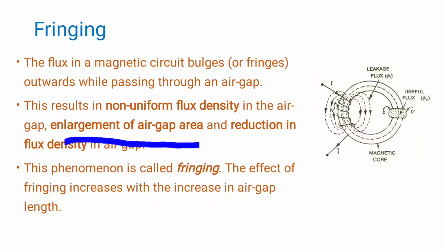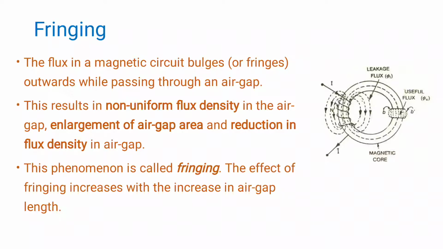So when the air gap area increases, the flux density produced in the useful flux, that is converted into useful form, will be reduced. So that is the fringing effect. This phenomenon is called fringing. The effect of fringing increases with the increase in the air gap length.